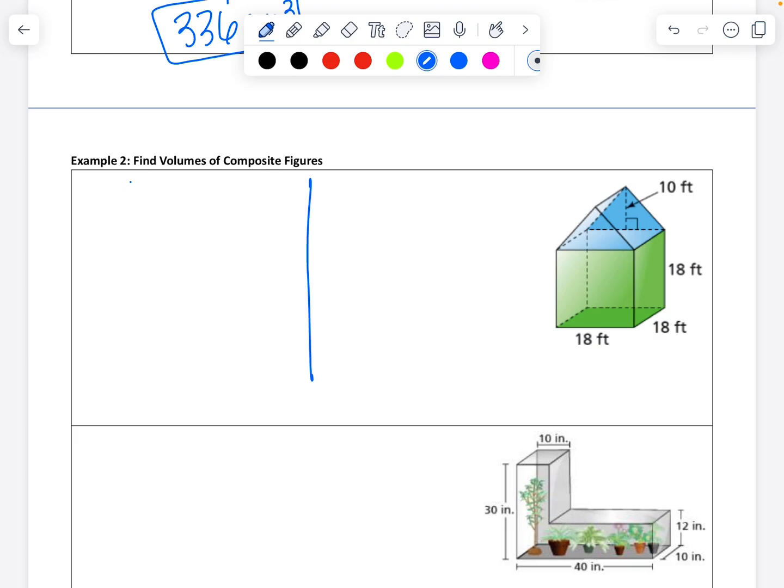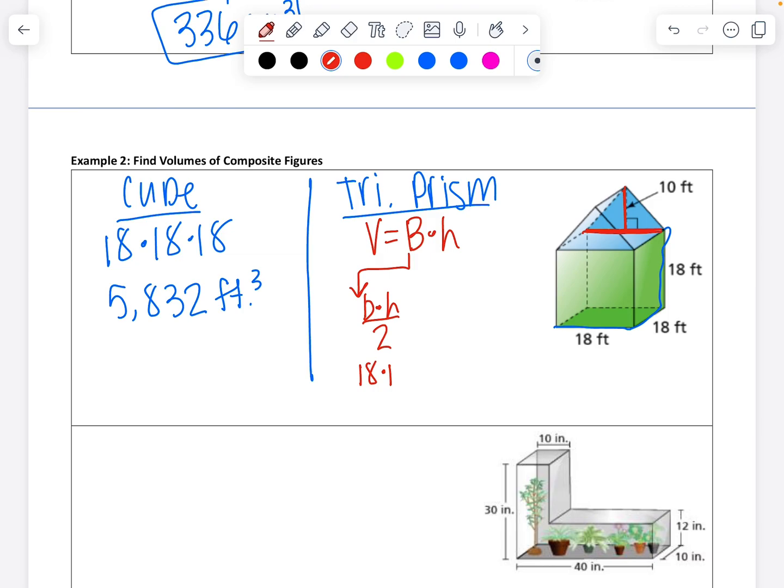So it's going to be 18 times 10 divided by 2. Remember, you can divide by 2 whenever you want. So I'm going to do 18 divided by 2, which is 9. So I get 9 times 10, which is 90. So the area of my triangle is 90.